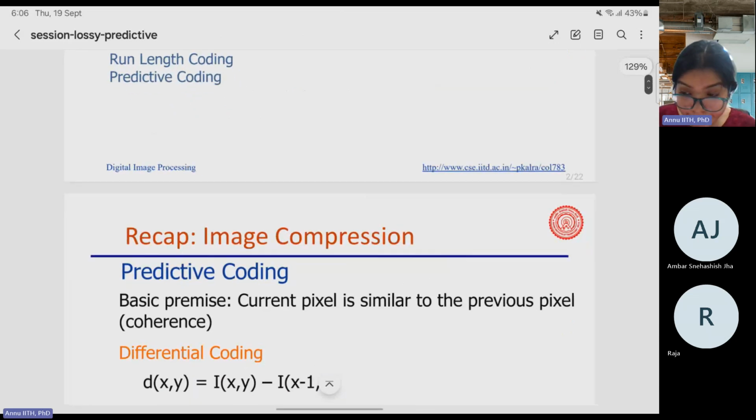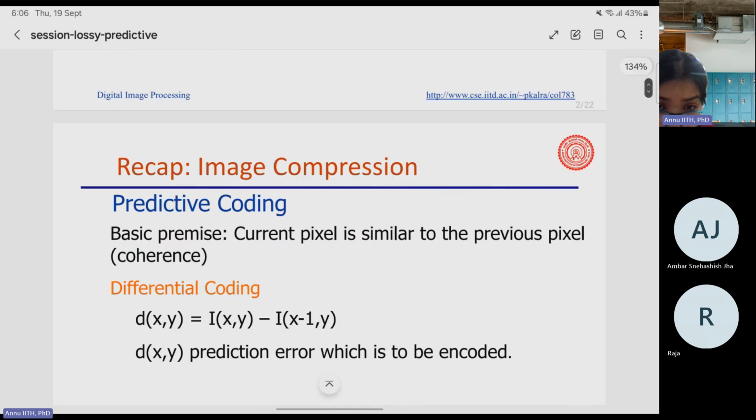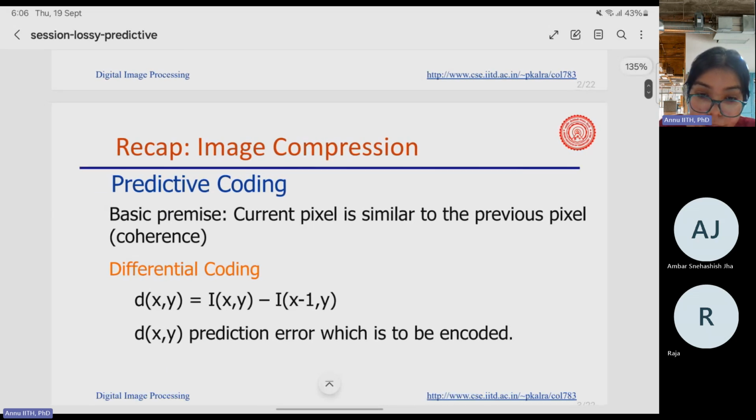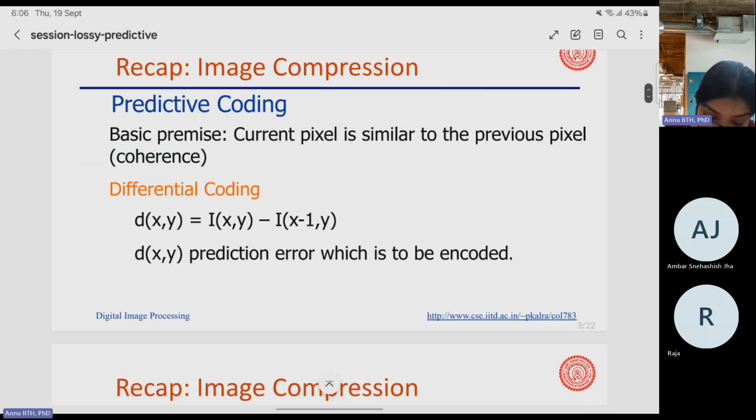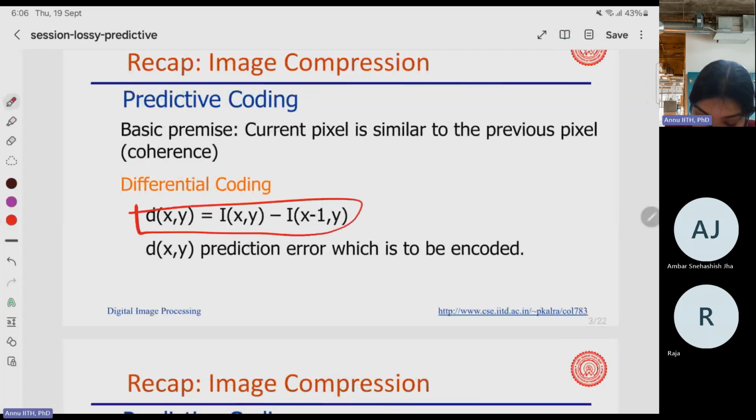So basically, week 8 was about predictive coding. And there we had what is the difference between correlation and convolution. So here in predictive coding, what is a basic thing? In correlation, the pixels are compared with each other with respect to one reference, whereas in predictive coding, the current pixel is similar to the previous pixel. You will have the differential coding where d(x,y) equals i(x,y) minus i(x-1,y).